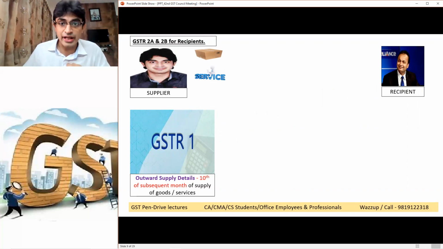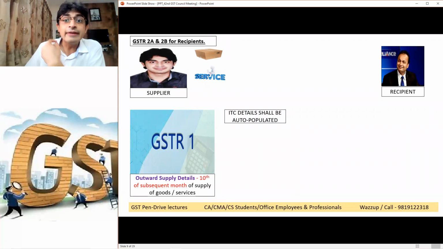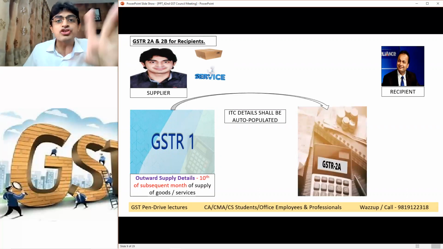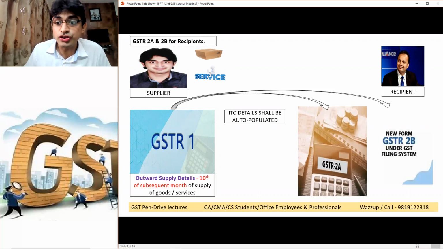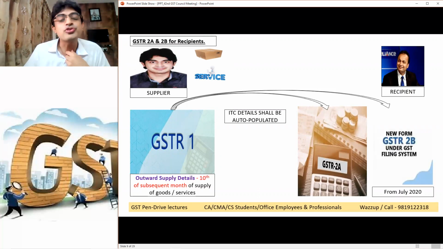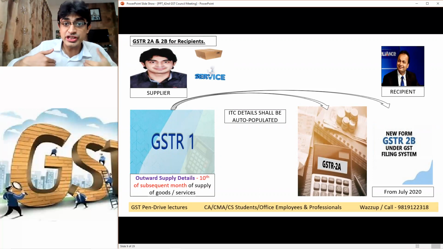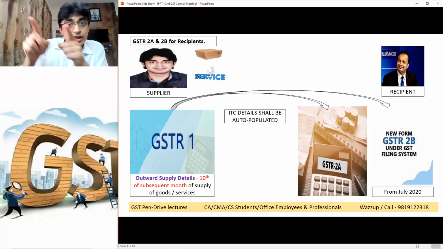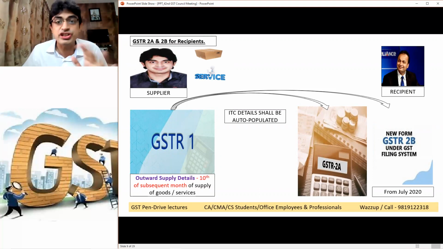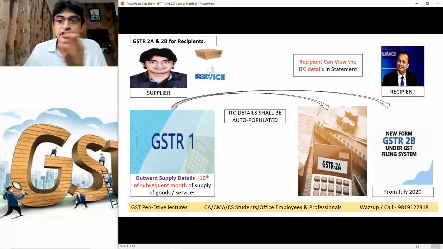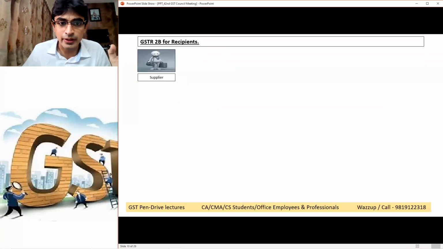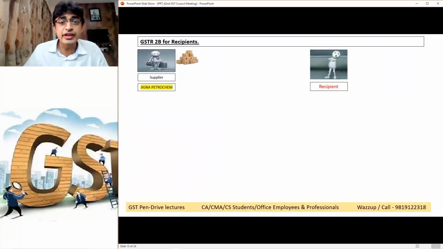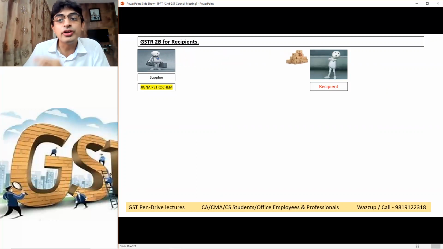Through this GSTR1, all the invoice details and input tax credit details shall be auto-populated in the recipient's GSTR2A, as well as in a new statement known as GSTR2B from July 2020. So whatever GSTR1 I am filing, those invoice details are getting auto-populated in the recipient's GSTR2A as well as in GSTR2B. Correct? Now see, the recipient can view these details in his statement. Now, just one demo. Suppose this is a supplier, Jigna Petrochem. This is a recipient. Jigna Petrochem has sold the goods to the recipient.